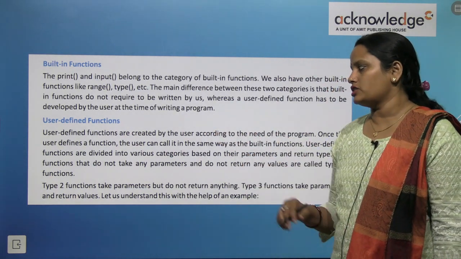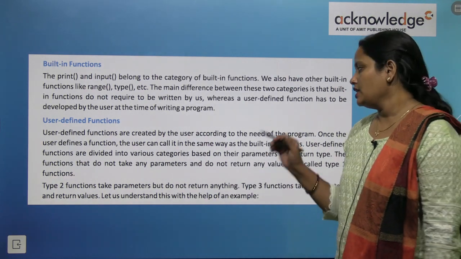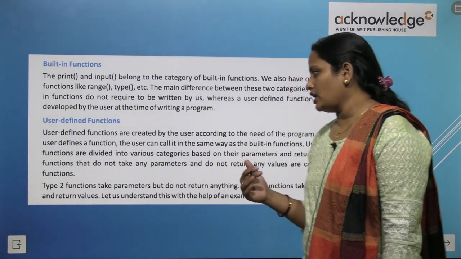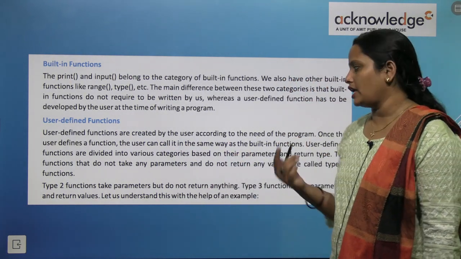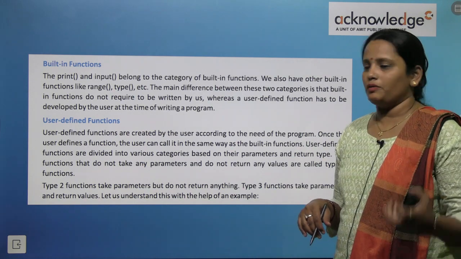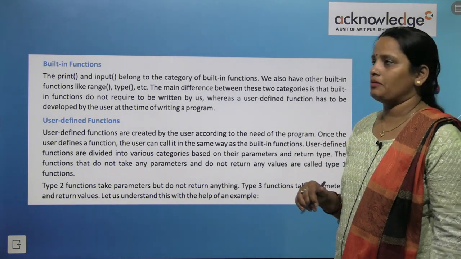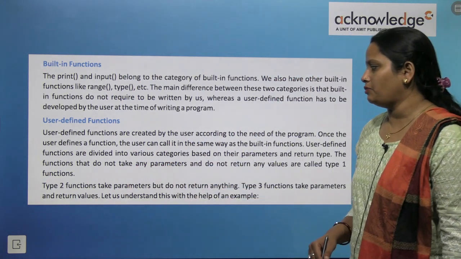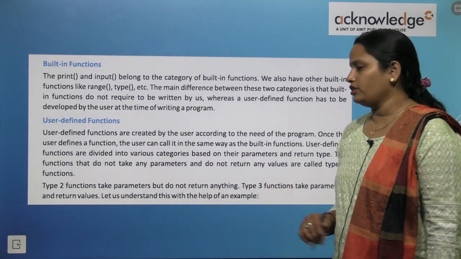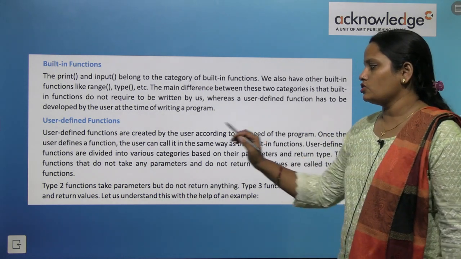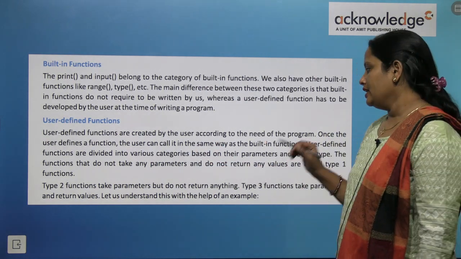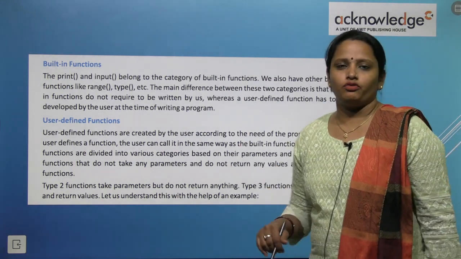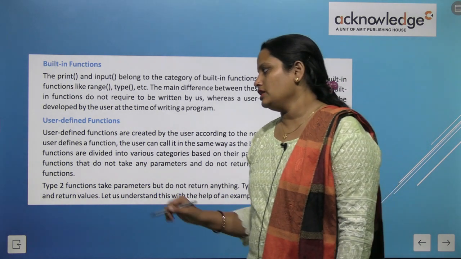User defined functions are divided into various categories based on their parameters and return type. So इसे जो है different categories में डाला गया है और इनके पैरामीटर्स या फिर इनके रिटर्न टाइप को देखते हुए. The functions that do not take any parameters and do not return any value, वो फंक्शन जो कोई भी पैरामीटर को नहीं लेते हैं या किसी भी रिटर्न वैल्यू को नहीं लेते हैं, are called type 1 functions. ऐसे फंक्शंस को हम टाइप 1 फंक्शन कहते हैं.